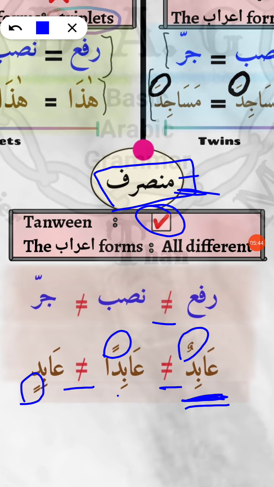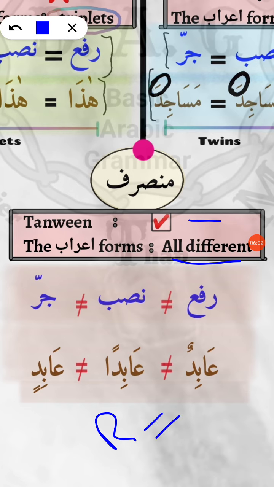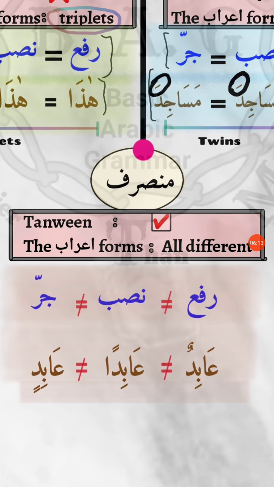All right, and that's what we need to remember, that the Arab forms are all different. Okay, so they carry tanween. The munsarif asma, that's a characteristic, that they carry tanween. All right, and all the Arab forms are different. By all, I simply mean that rafa form is not similar to the nasab form, which is not similar to jar form. All right, that's all. That's the formula here, as you can see for yourself. All right, so munsarif is done.